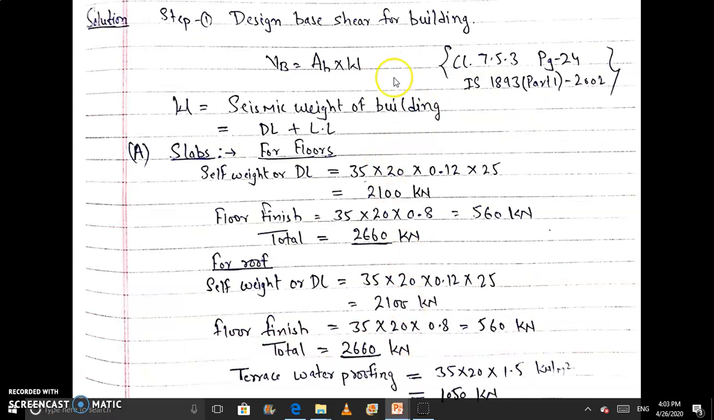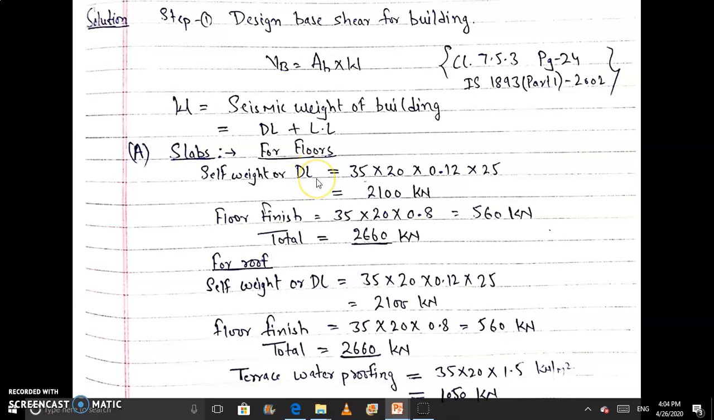Now first we have to find the weight. For finding the weight we have 4 elements: slabs, beams, columns and walls. So first we take the slabs for floor. We take a slab for floors. So self weight of floor. How do we find the self weight of floor?